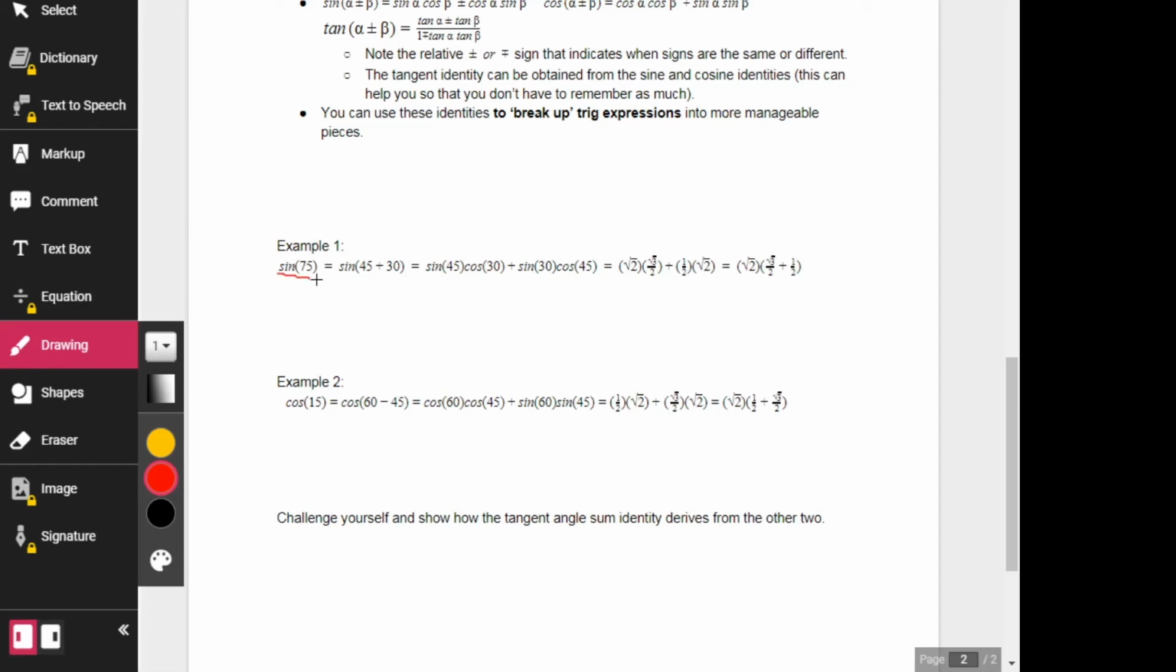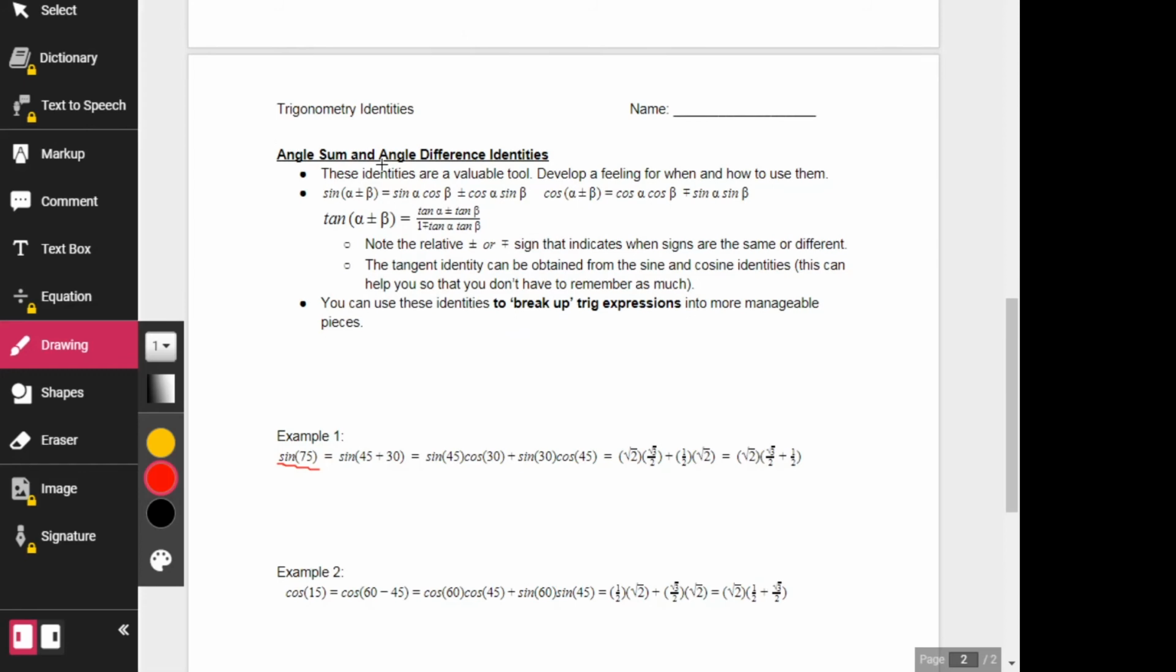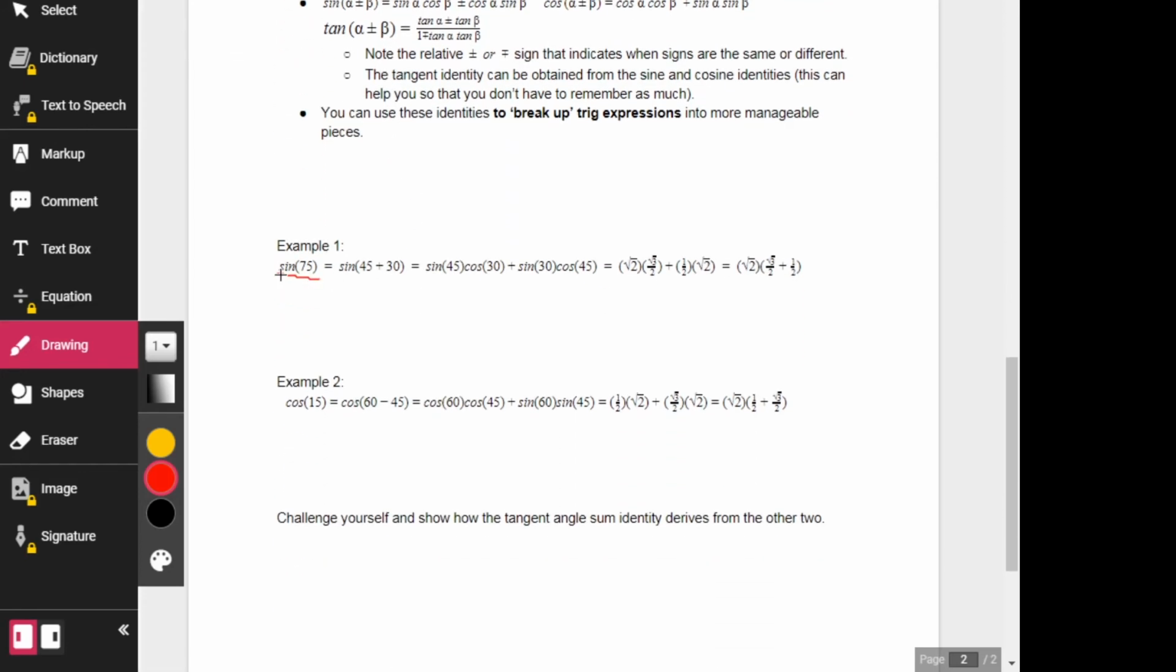Well, that might seem like an impossible task, but if you know the angle sum and angle difference identities, you can actually split up this 75 into more useful pieces. So for instance, 75 is 45 plus 30. The reason why we want to split it up that way instead of something like 60 plus 15 or 70 plus 5 or 80 minus 5 is because 45 and 30 are both values that occur in special right triangles. So if we have the sine of 45 and the sine of 30, we can use special right triangles to actually evaluate both of those things.